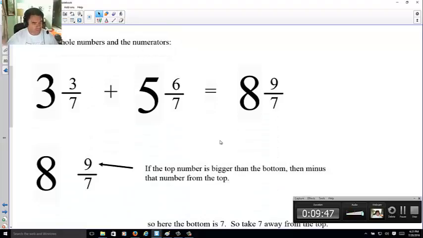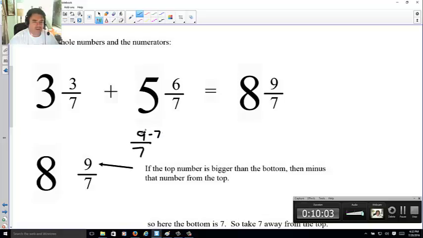If you remember, we touched on this in a video earlier: if the top is bigger than the bottom, we're going to exchange this and say, okay, I'm going to pull out 7 from this. In other words, since this is bigger than the 7, take 7 away. That leaves me 2 out of 7, and put a big 1 here.